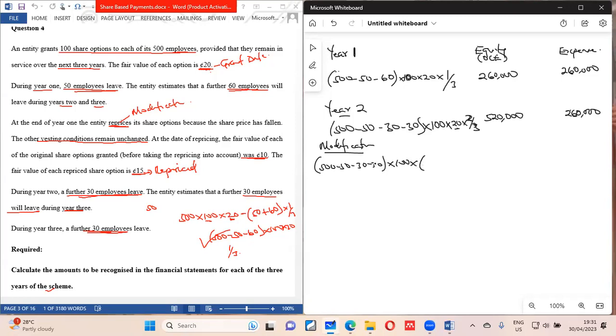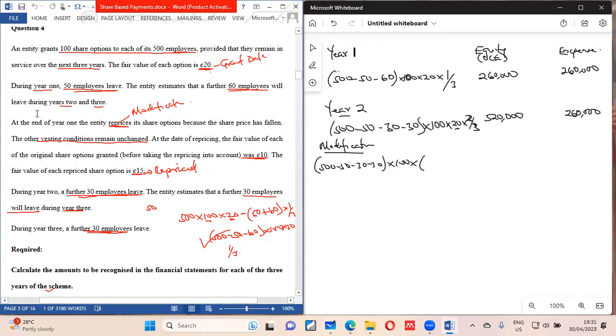The old I'm referring to is the fair value immediately before the modification. I think I made a small note when I was doing that note side for you. Fair value immediately before the modification. So they are not modifying this figure. The thing was 10. That is why they are modifying their repricing to 15.